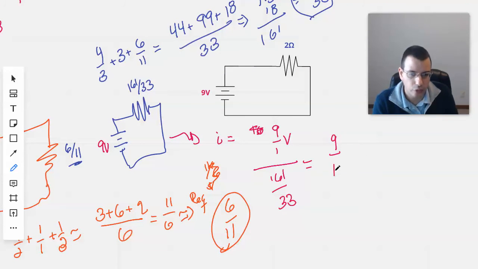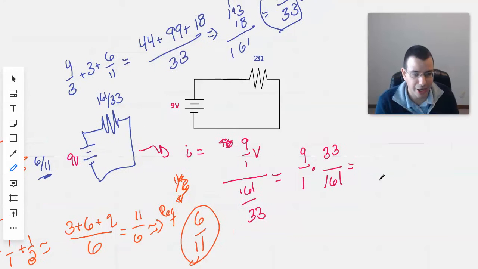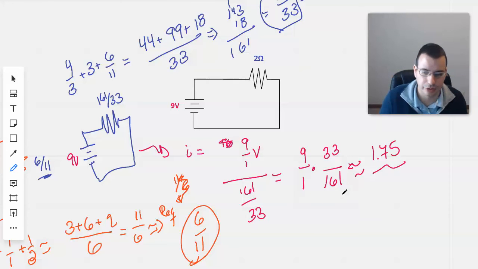So we have 9/1 times 33/161. I'm not going to do that in my head. I'm going to guess 2. Is it about 2? About 1.75-ish. Fine, I'll do it for real.